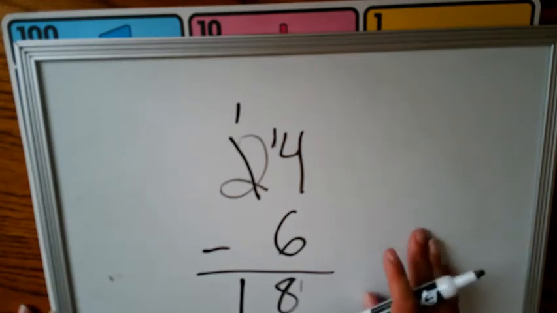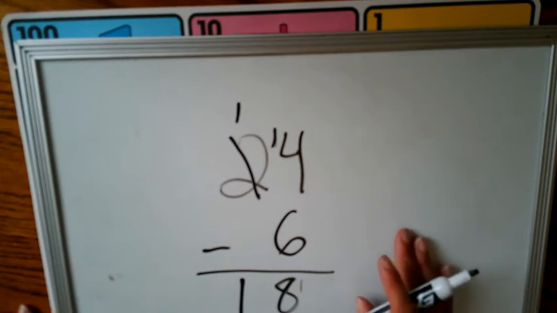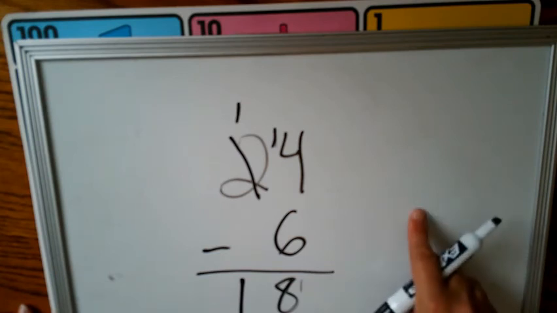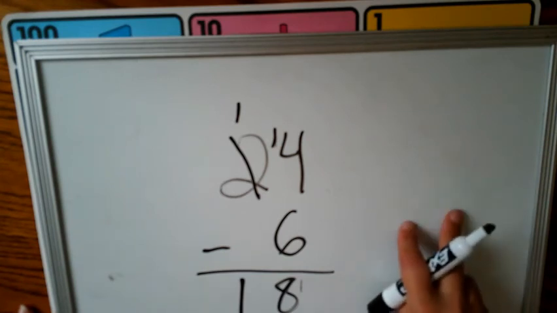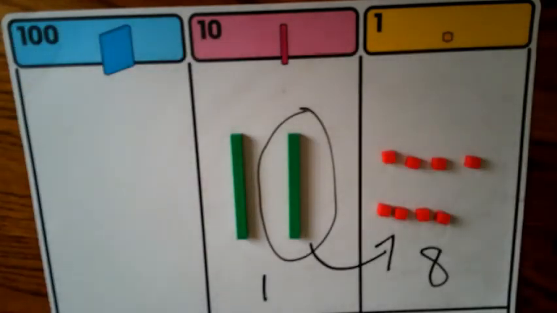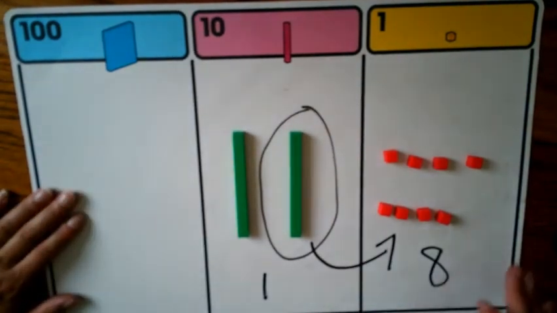Now it's your turn. On the next slide, you are going to see some math problems. You are going to solve the math problems using your whiteboard or a marker and your notebook and a pencil, and of course, your base 10 blocks and your place value chart.